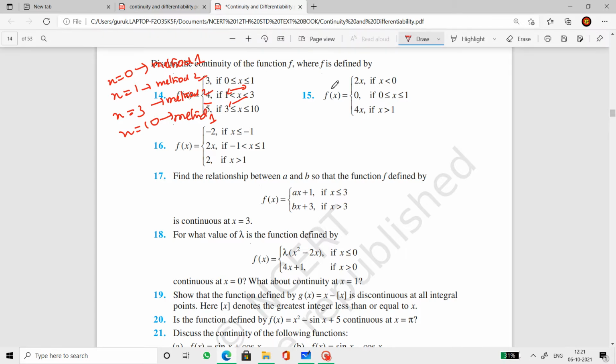And coming to the 15th question, below 0 it is 2x, above 0 it is 0. So again we have to do method 2 here when x equals 0. And for 1 also we have to do method 2.